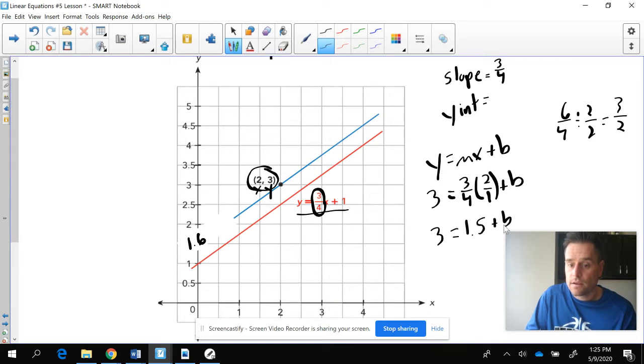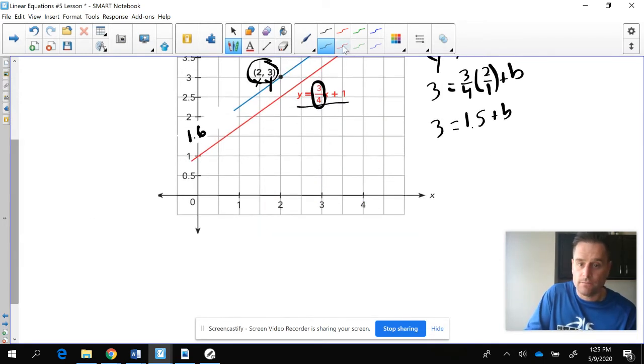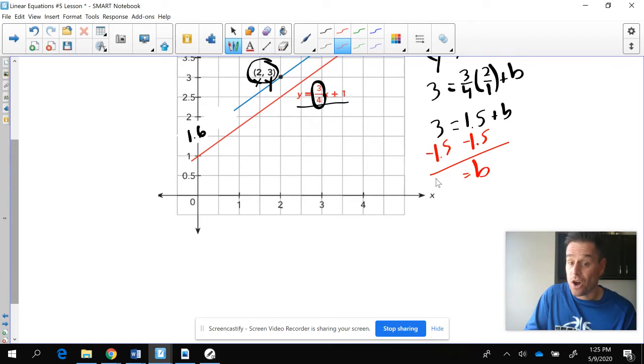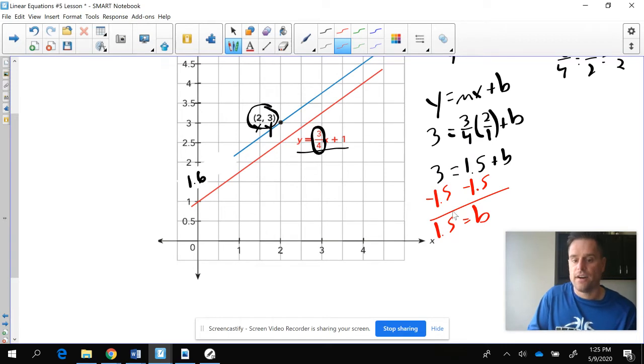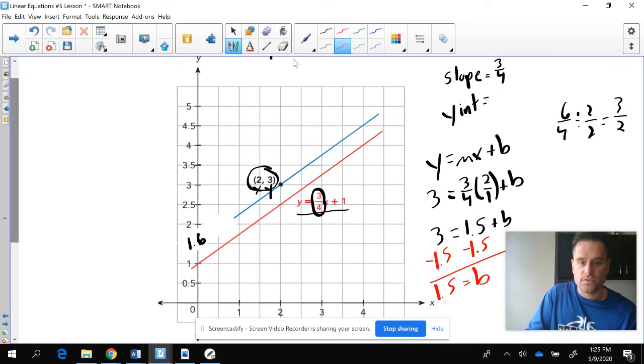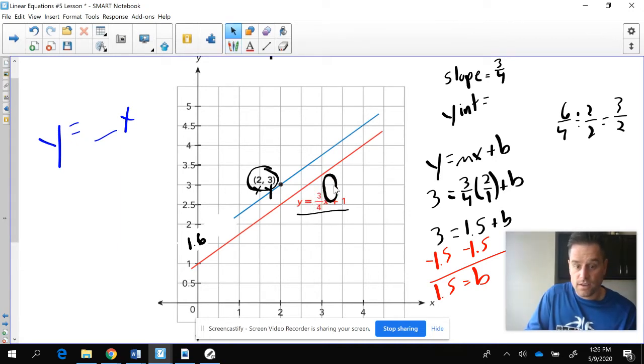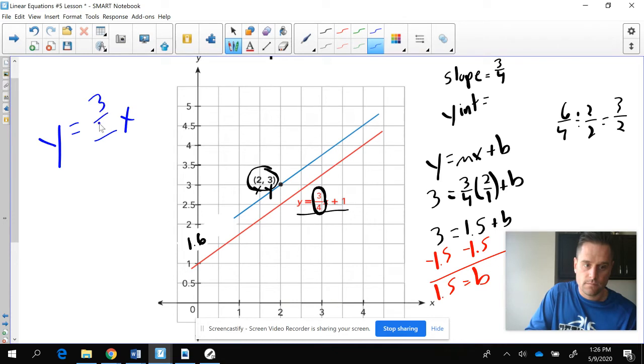1.5. Oh man, I think I've already figured it out. I'm going to take away 1.5 on both sides. And I was wrong on my estimate, but I was pretty close. It hit right at that 1.5. So what is the answer? What is the slope-intercept form of this line? Y equals something. Well, the slope for this red is 3/4, so this blue's got to be the same if it's parallel. And the y-intercept we found out is 1.5, so I'm just going to add 1.5.